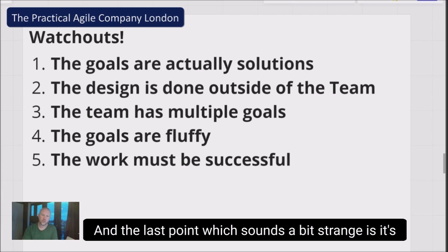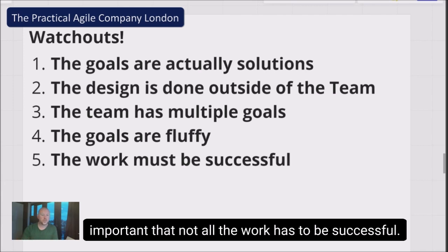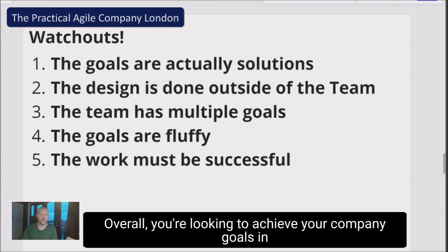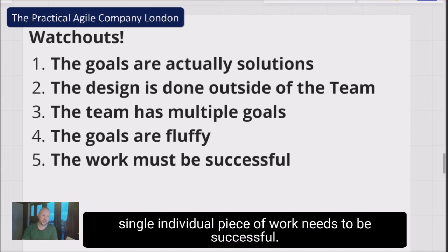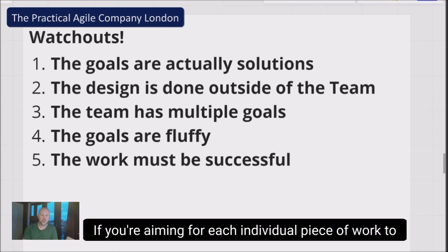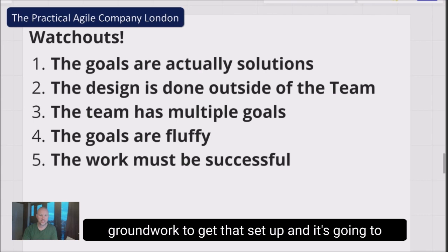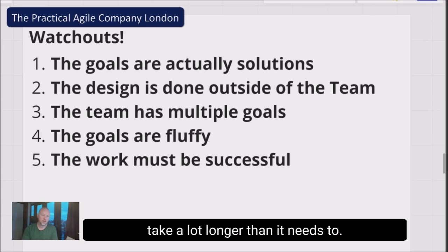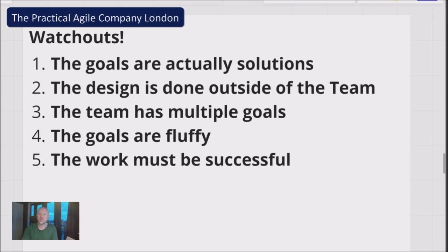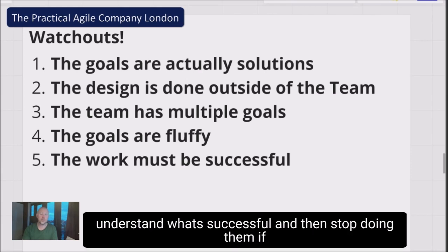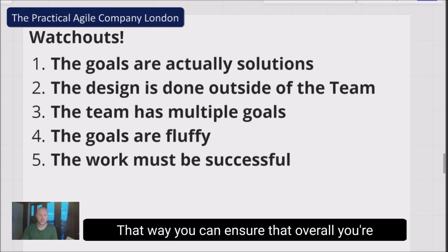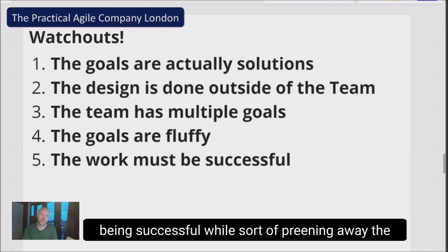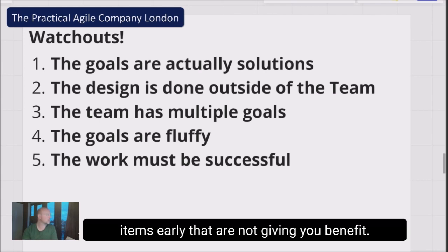And the last point, which sounds a bit strange, is that not all the work has to be successful. Overall, you're looking to achieve your company goals in an effective way, but that doesn't mean that every single individual piece of work needs to be successful. If you're aiming for each individual piece of work to be successful, you're going to be doing a lot of groundwork to get that set up, and it's going to take a lot longer than it needs to. Much better to have a go at a number of things, understand what success looks like, and then stop doing them if they're not giving you the success that you need. That way you can ensure that overall you're being successful while pruning away the items early that are not giving you benefit.